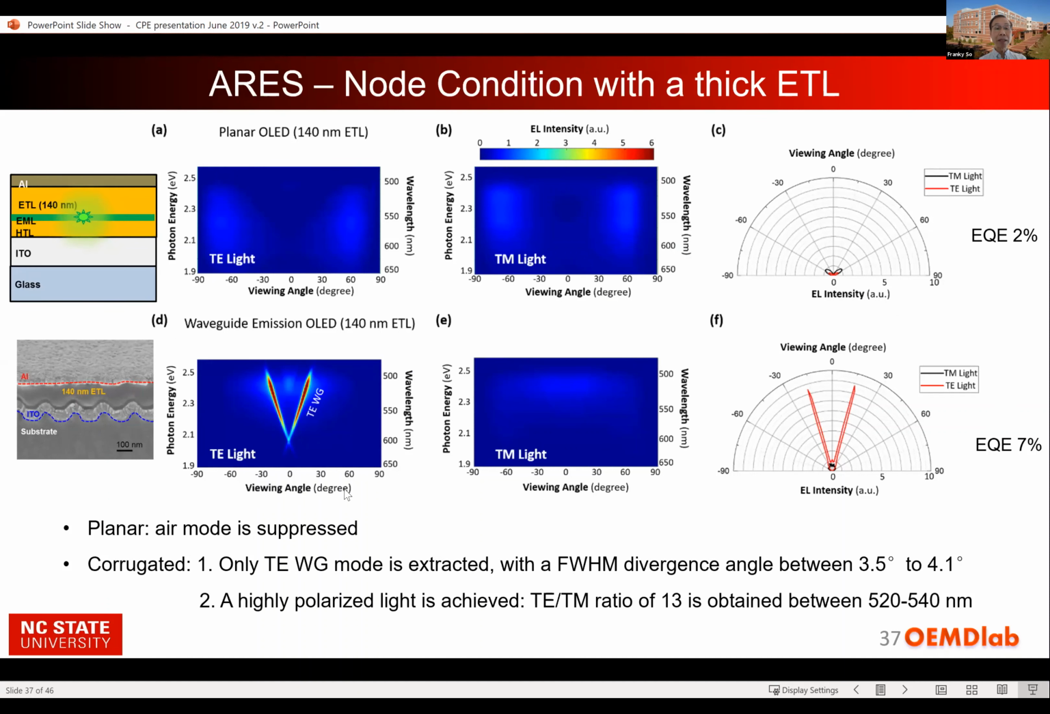But if you look at the corrugated device, you see two very nice streaks of TE waveguide mode and nothing from the TM mode. This is again shown in the profile. With such a device, the full width half maximum is about 4 degrees, and we achieve very highly polarized light emission with a TE to TM ratio of 13.